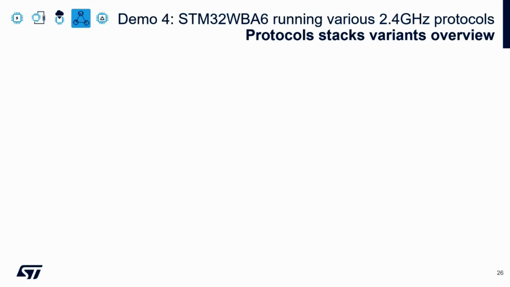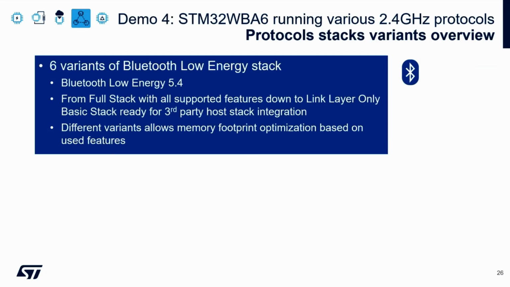for your application. So, for example, for the BLE, there exist 6 variants with a wide range of features, from the full stack with all supported features to the link layer only basic stack, which is without the host stack and is ready for a third-party host stack integration. This number of variants allows for memory footprint optimization based on the used features, so you can select the best fit for your application. All these stacks are certified for Bluetooth Low Energy 5.4.